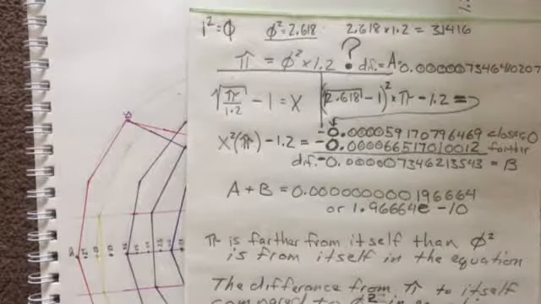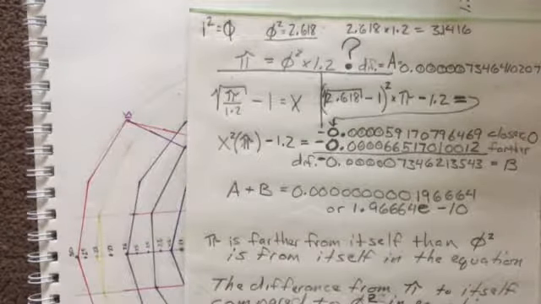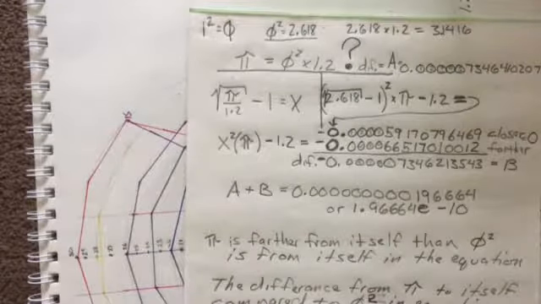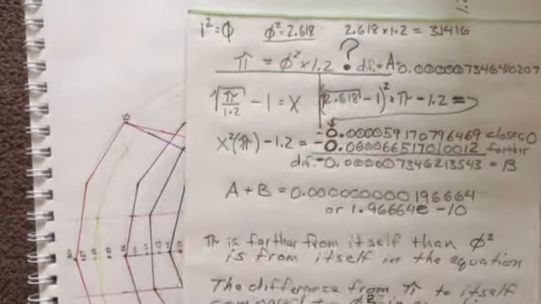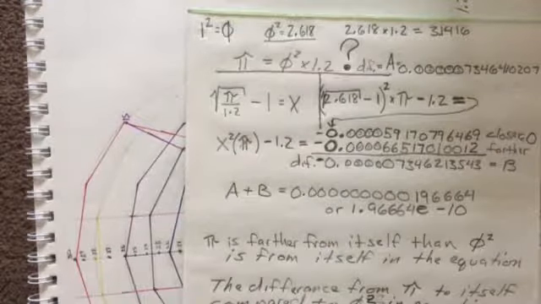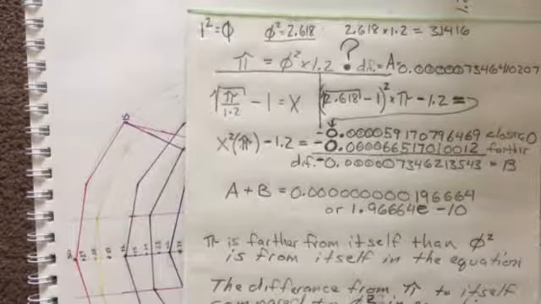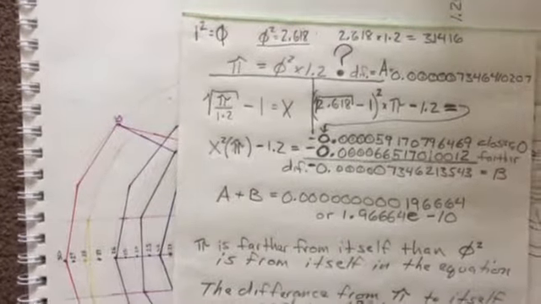The difference from pi to itself compared to phi squared in the equation is proportional to the difference of phi squared times 1.2 equaling pi. Conclusion: the only difference is due to the degree and ability to calculate the accuracy of the numbers for pi and phi times 1.2 squared. So still the conclusion is pi is equal to phi squared times 1.2. Sorry for breaking math.